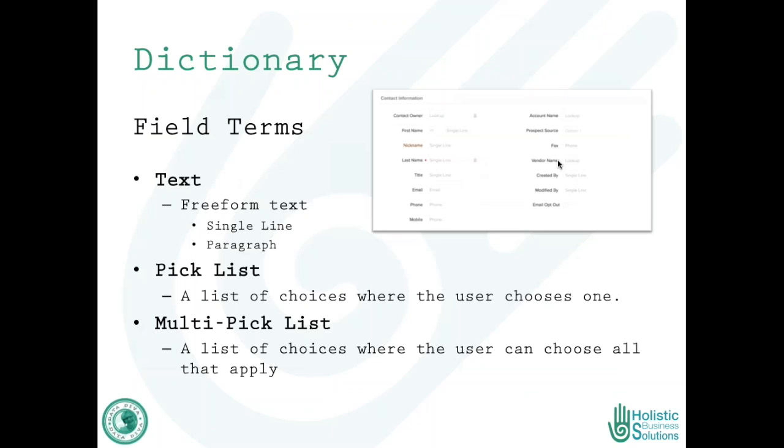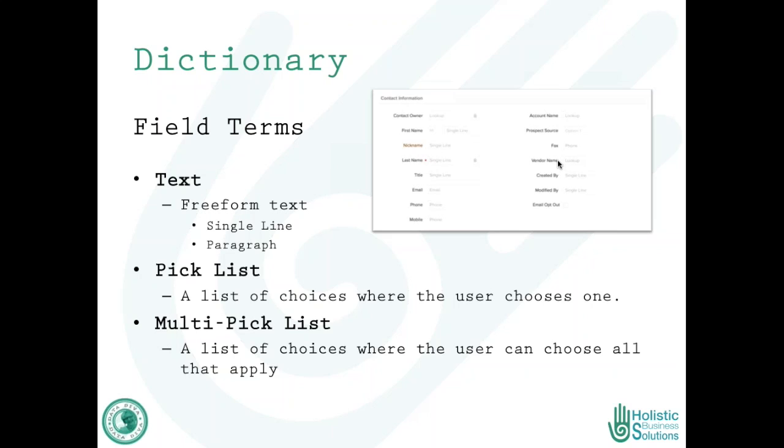Let's look at the difference between field types or field properties. Again, we'll go back to our dictionary and define some of these field terms. Text. Text is just that. It's free-form text. In some cases, it'll be a single line of text with a certain limitation on how many characters. And in other instances, it will be a paragraph of text, also defined by a limited number of characters. A pick list. This is a list of choices where the user chooses one. In other words, in which state do you reside? You're going to pick one. You don't reside in multiple states. You reside in primarily one.